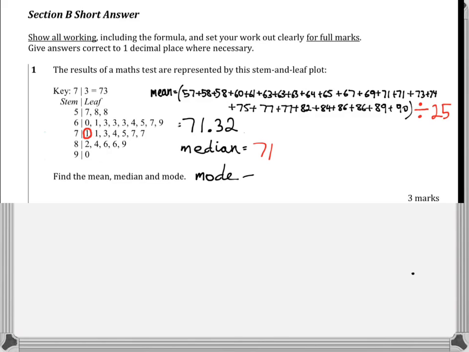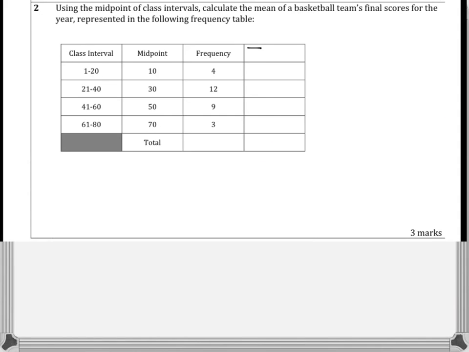And then the mode is the most common data value, and you can see it here where the data value 63 occurs 3 times, and that's the most commonly occurring data value. So the mode is 63. Okay, so mean, median and mode from a stem and leaf plot.